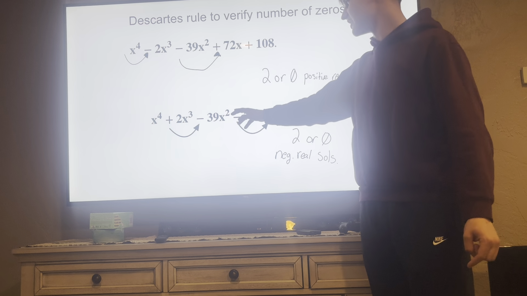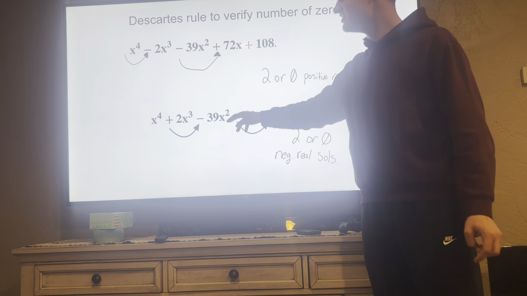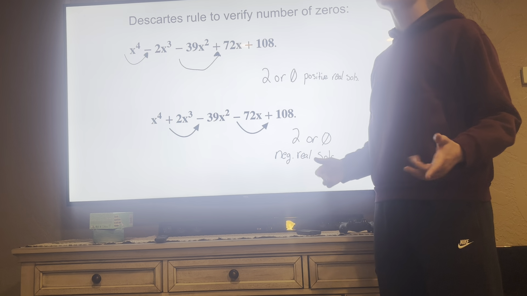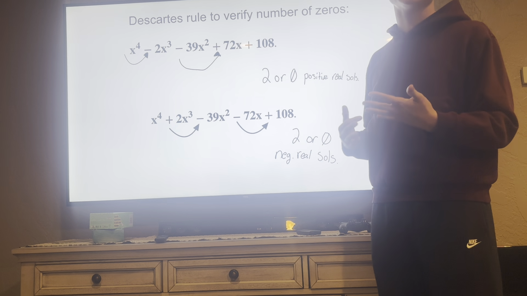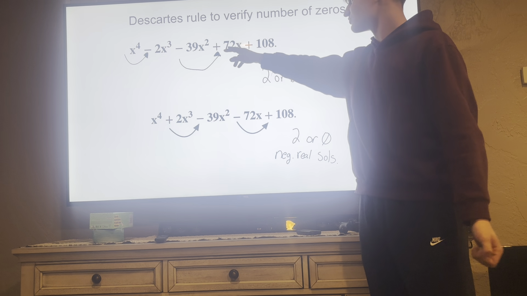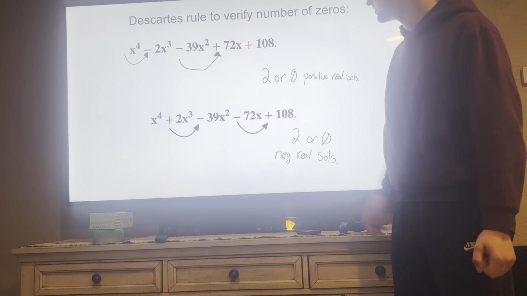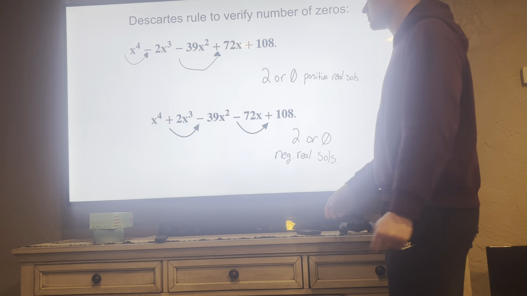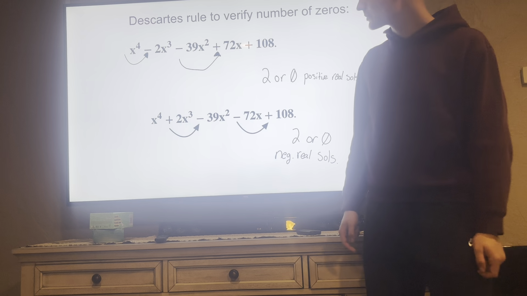So we're thinking, okay, x squared, that's an even number. We'll leave that. But you're thinking, okay, x. X is the same as x to the first. 1 is an odd number. We should flip that. You're correct. This goes from positive 72x to negative 72x. And since 108 doesn't have anything, you don't have to worry about it. That stays the same.